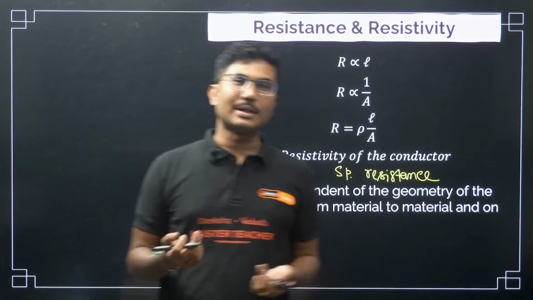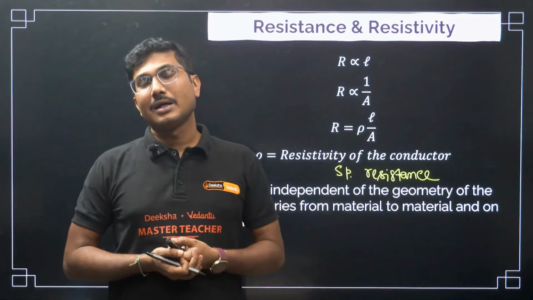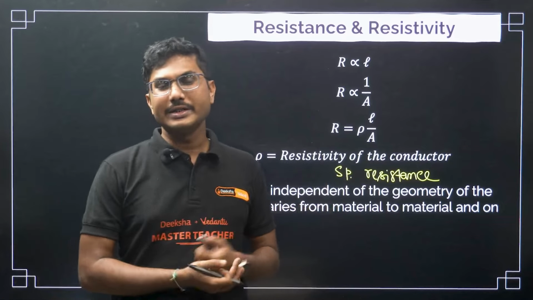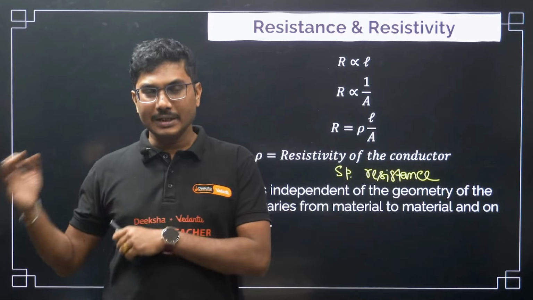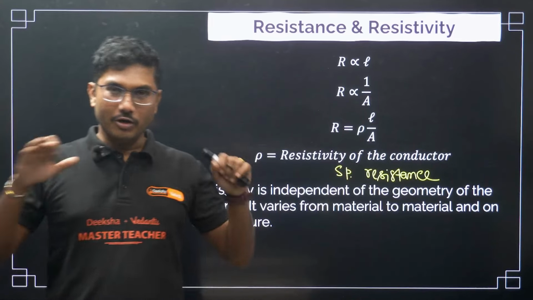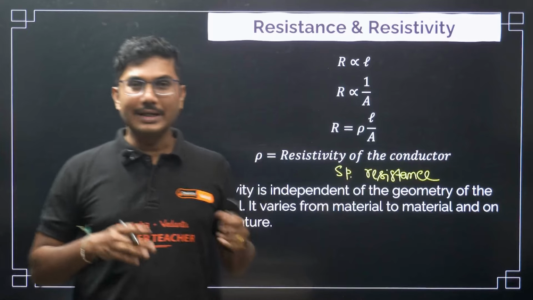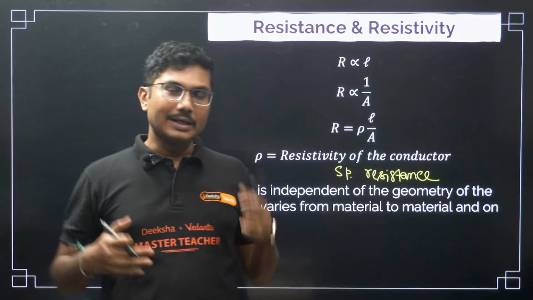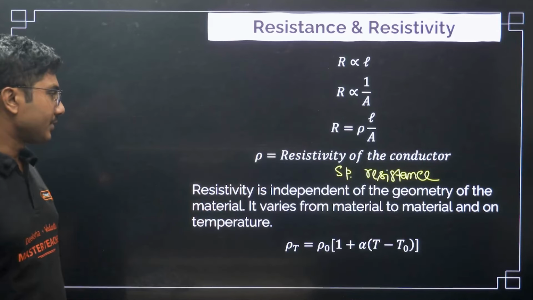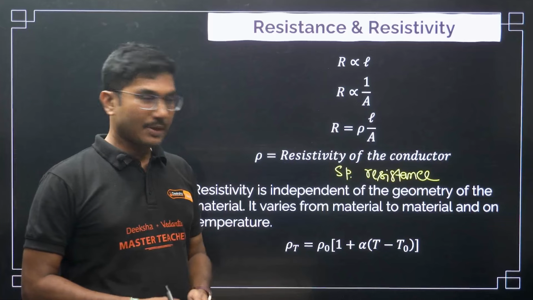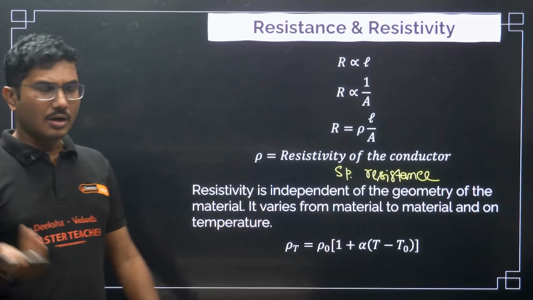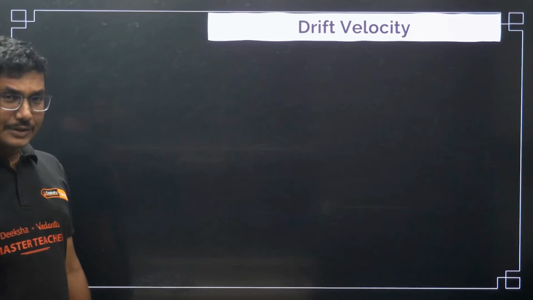So for example, for silver resistivity is say X, for copper resistivity is Y, for gold resistivity is Z. So it varies from material to material and temperature. If you use the same temperature, the resistivity for a given material will be constant. It does not depend on how long or how wide it is, but resistance does depend, resistivity does not. That's why the term specific resistance. Now, how resistivity depends on temperature: this is the basic formula, not important for the PU board, just for your understanding. And its unit is ohm meter.